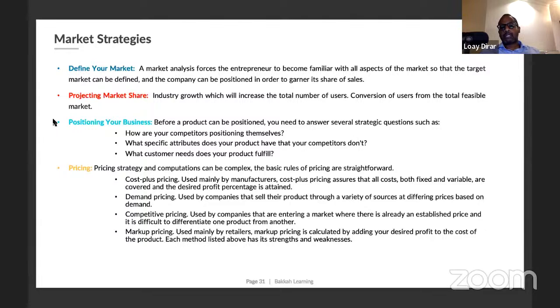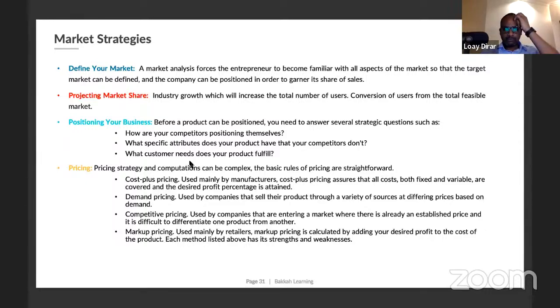Okay, projecting market share. This is what I call a bit of a complicated exercise. It requires collecting information from the regulator and getting more published data from the government to know exactly who the major players in your market are. So you can easily come up with a market share projection, knowing exactly who the big players are, who the small players are, and where you're going to fit in.